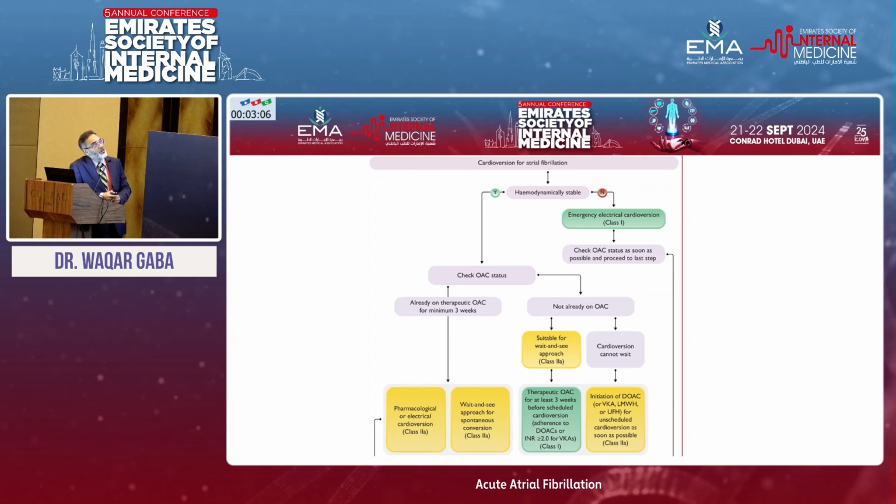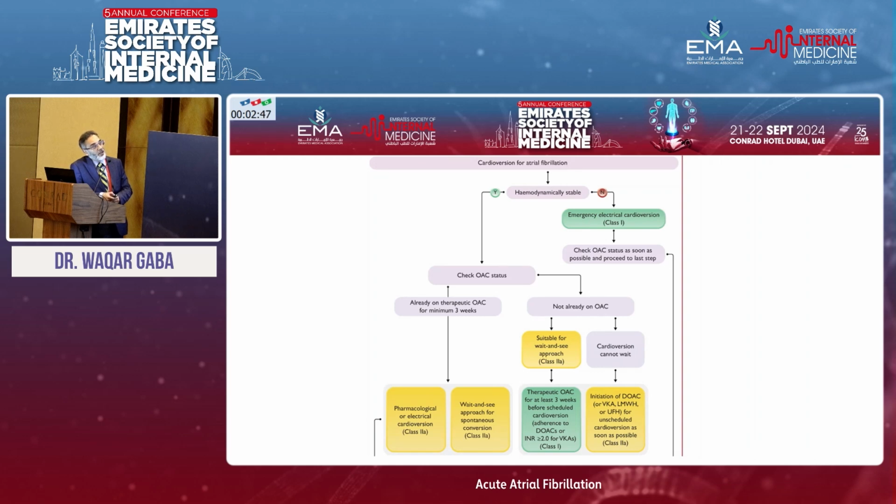So if they're already on OAC, it should be a minimum of 3 weeks. If they are not on OAC, oral anticoagulation, you start them, and you check whether the cardioversion can wait or cannot wait. If it can wait, then you can start them on anticoagulation and wait for 3 weeks.